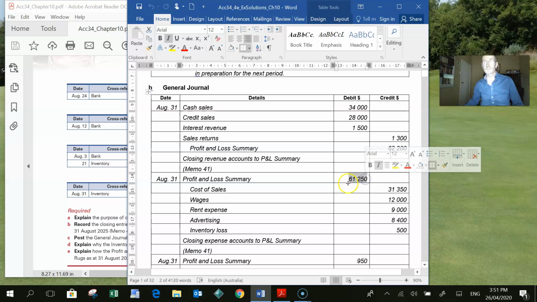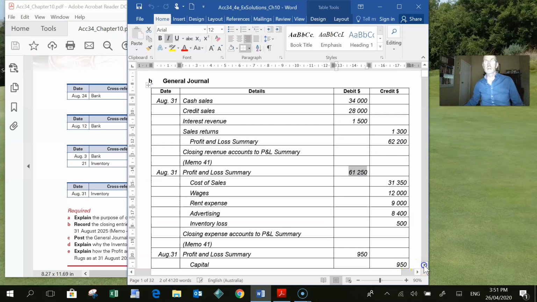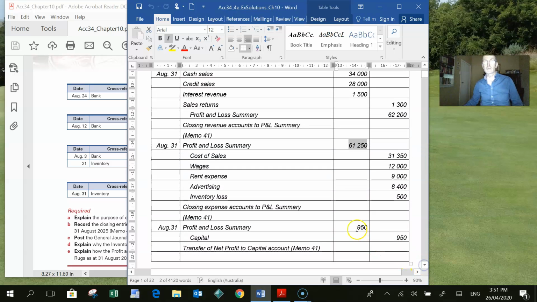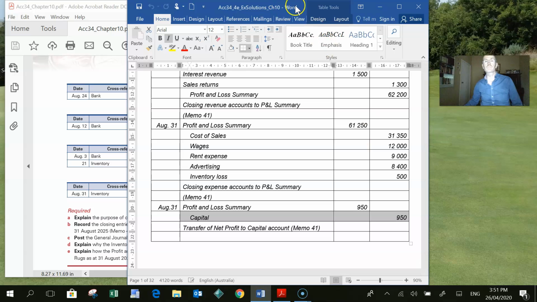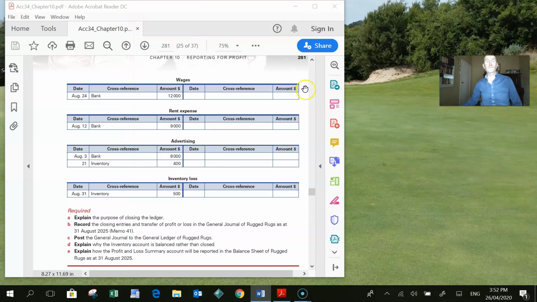Not much of a profit for this little company. So a profit of $950, which then gets transferred to the capital ledger. Right, that's your increase in owner's equity for the period. All pretty straightforward.